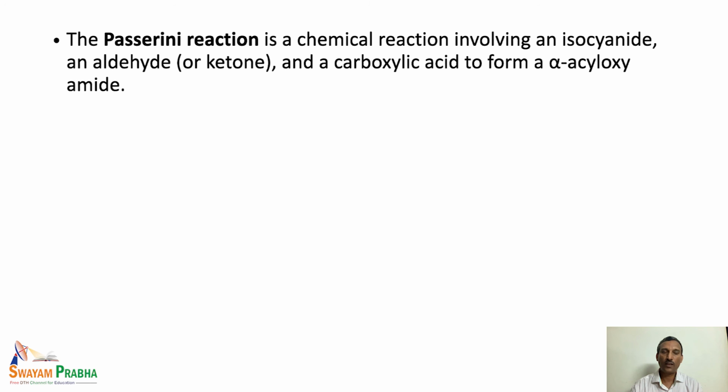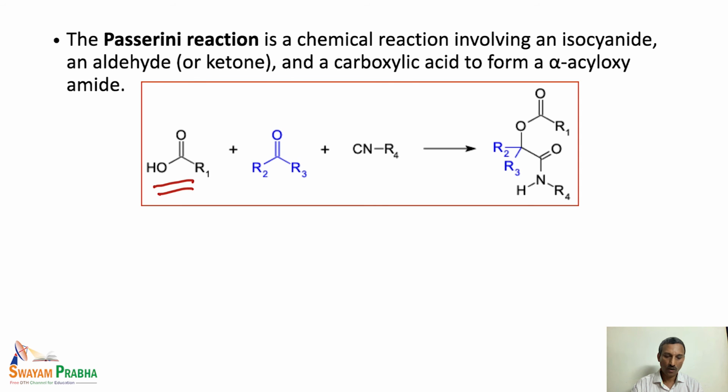Let us look at the next one, which is the Passerini reaction, or the multi-component coupling reaction. In this reaction, a carboxylic acid, a carbonyl compound and an isonitrile are the three units which react together to give an alpha-acyloxy amide. This is the final product which we are getting. This is the amide product, and at the alpha position we have the acyloxy unit.